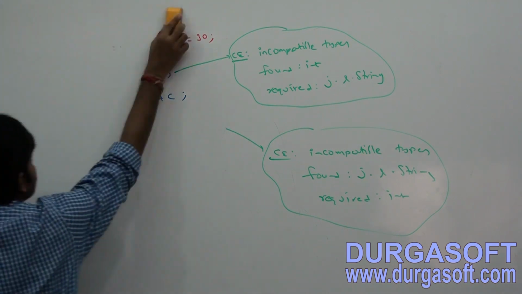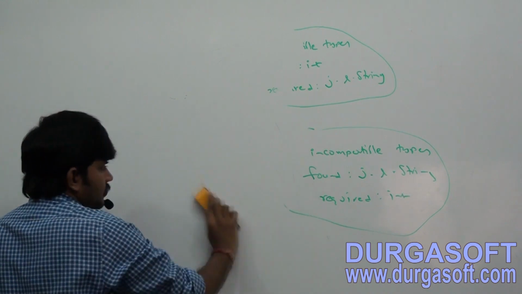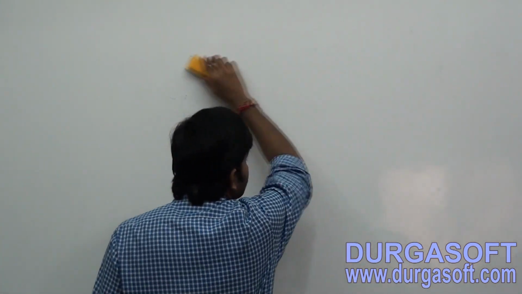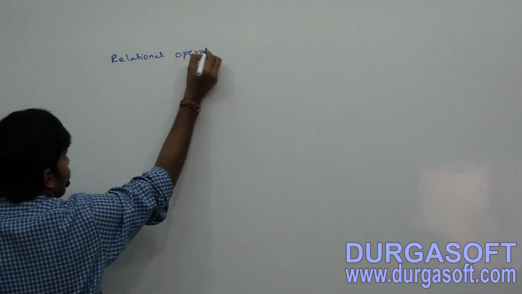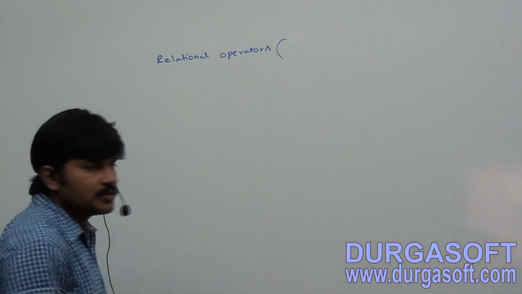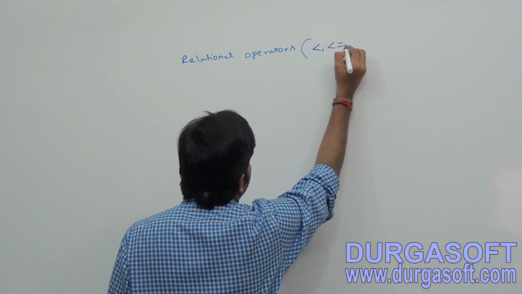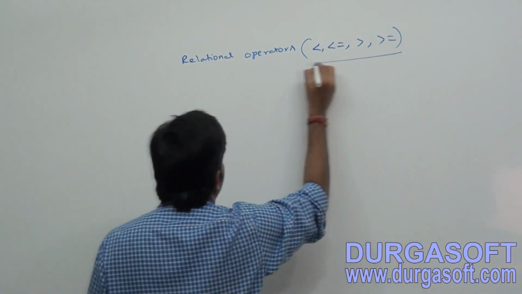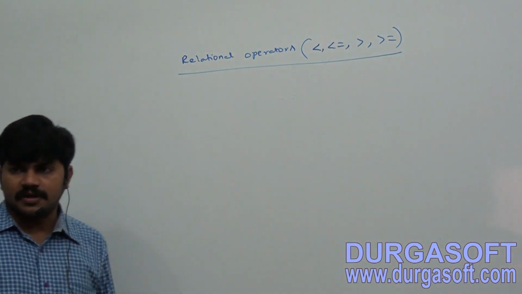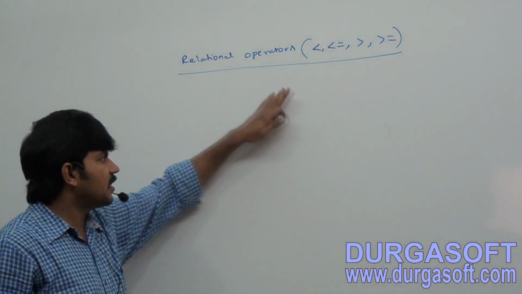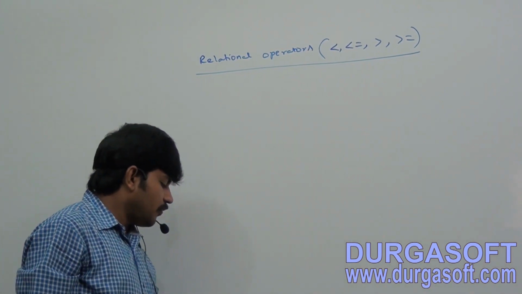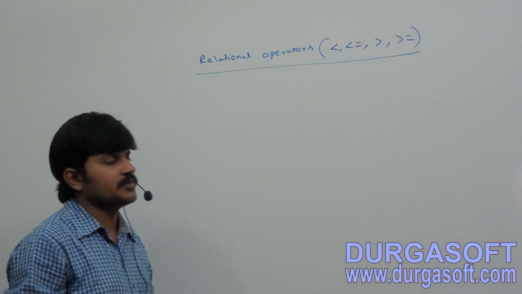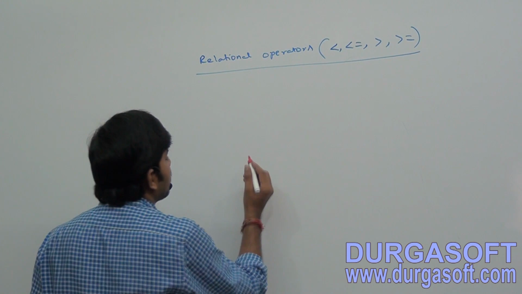Relational operators. So less than or equal to, greater than or equal to. Less than or equal to, greater than or equal to is nothing but like this. Now from this, what loopholes are there? Just observe.